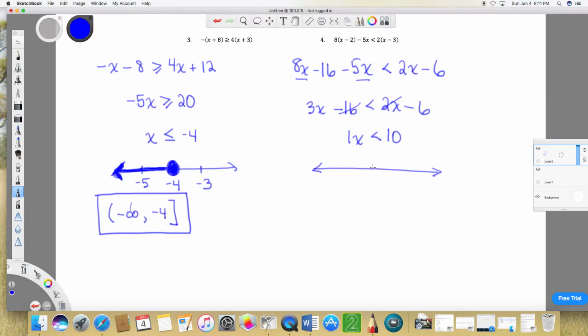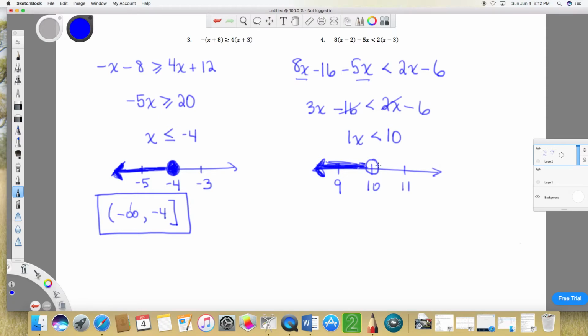If I sketch that on a number line, 10, say, is right here, and to the right of 10 would be 11, and the left would be 9. I leave this a hollow dot. I don't shade it in because it's a strict inequality. And numbers that are smaller than 10, that are less than 10, are numbers to the left of 10 on the real number line. So here's a graph, a picture of my solution set.